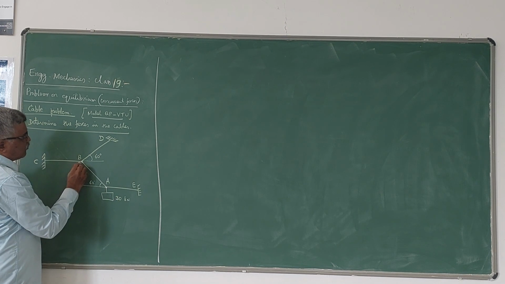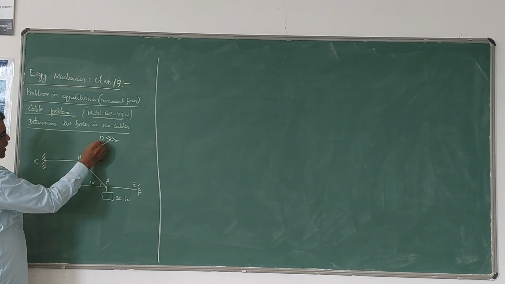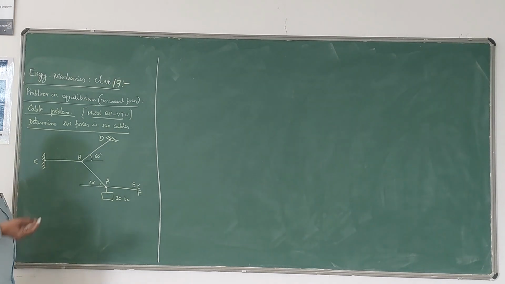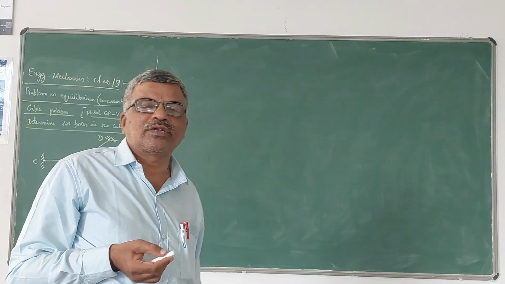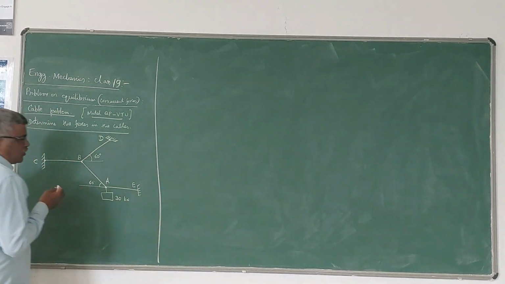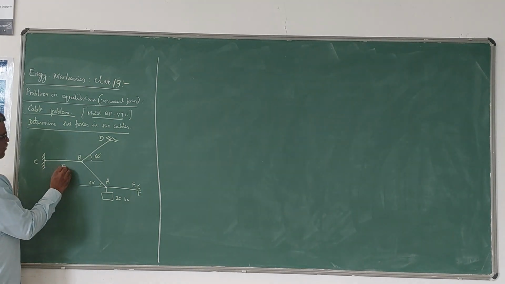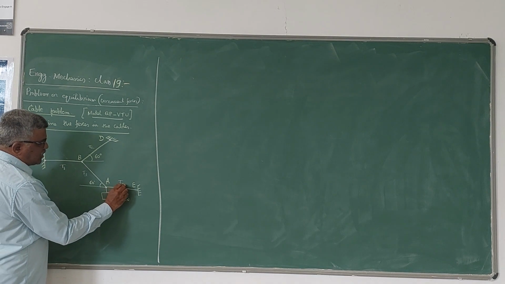So there are 4 cables here. You can see CB, BD, BA and AE. 4 cables are there, so we have to find the forces in the cables. As I already told, forces in the cables will be in the form of tension force. So I will assume the tension forces as T1, T2, T3 and T4 like this.